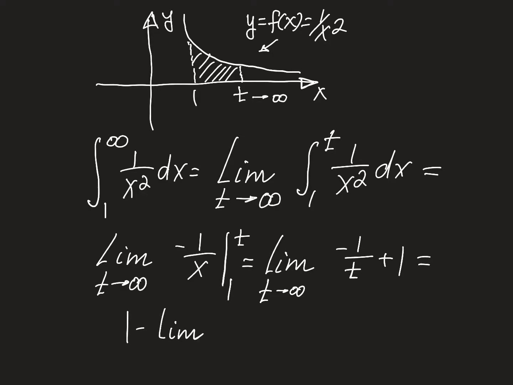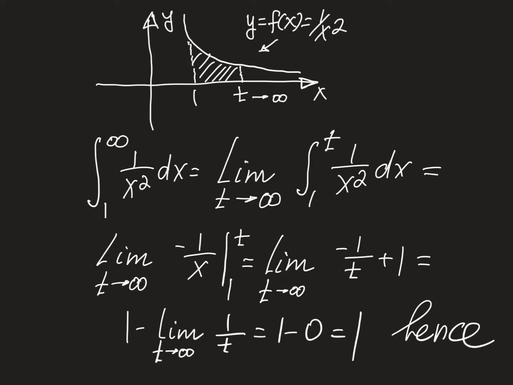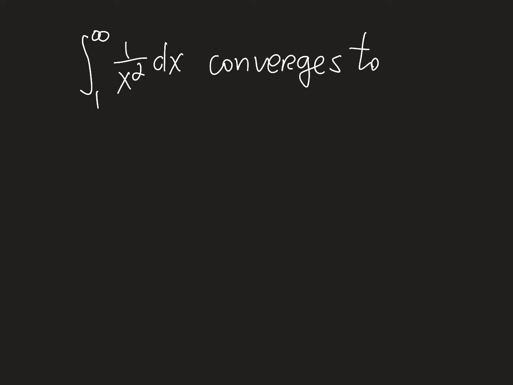And now let t go to infinity. This equals 1 minus the limit as t goes to infinity of 1 over t. That limit is 0, and therefore we get 1 minus 0, which is 1. And we make the conclusion that the improper integral, so the integral from 1 to infinity of 1 over x squared dx, converges to 1. The area below the graph of 1 over x squared, above the x-axis, to the right of 1, is equal to 1 square unit. So we can draw that picture.